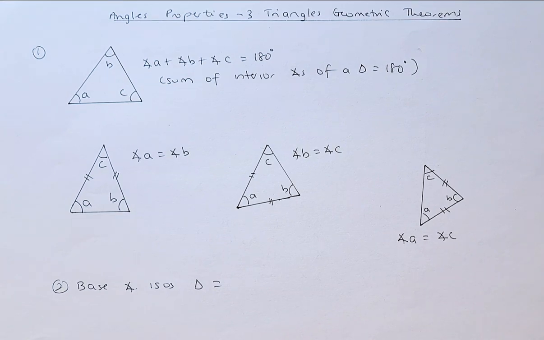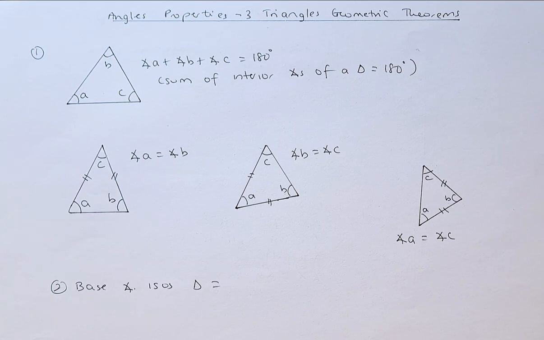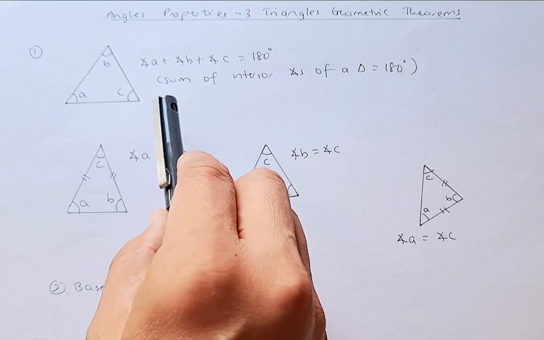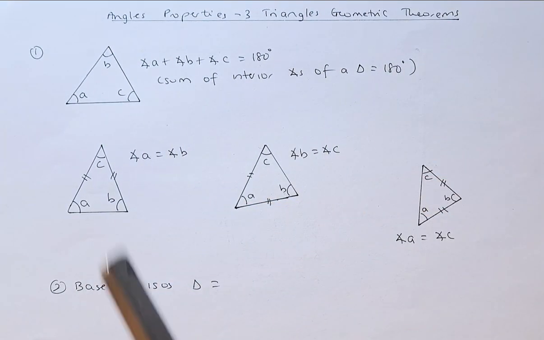In this video, we are going to learn about the angle properties of a triangle. In total, there are 3 triangle theorems you need to memorize. The first one is very straightforward. You have learned this in primary school. The sum of the interior angles of a triangle add up to 180. So angle A plus angle B plus angle C, they all add up to 180.